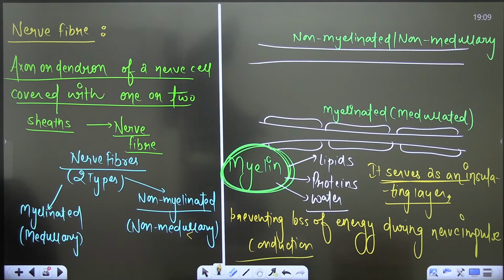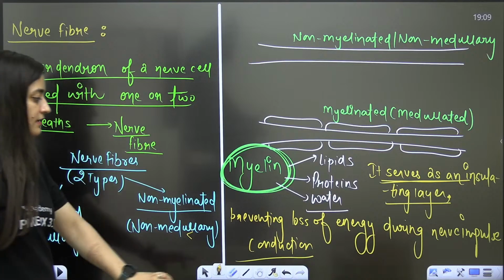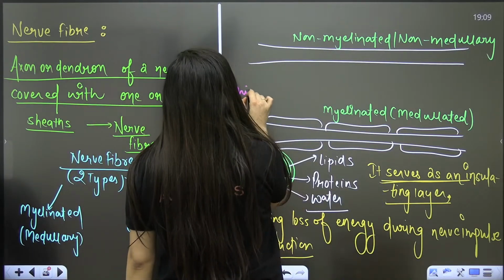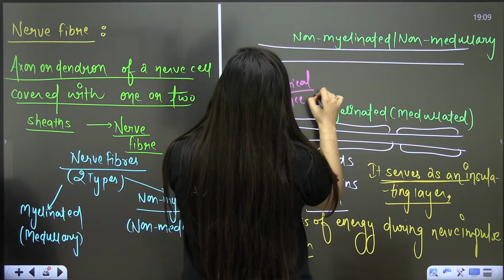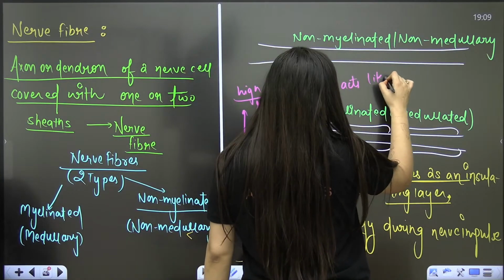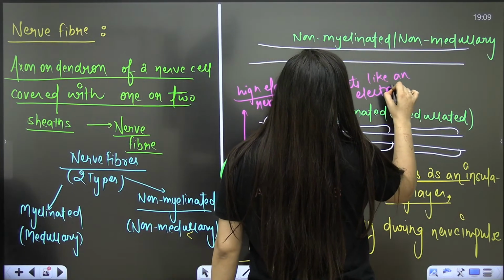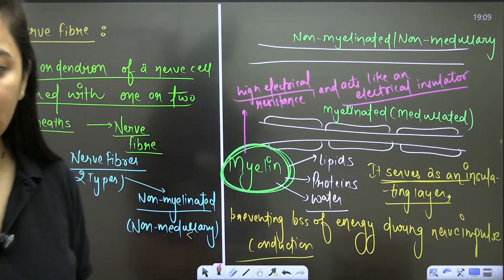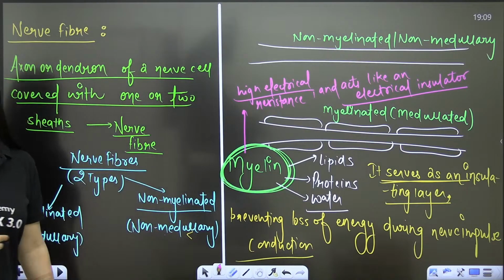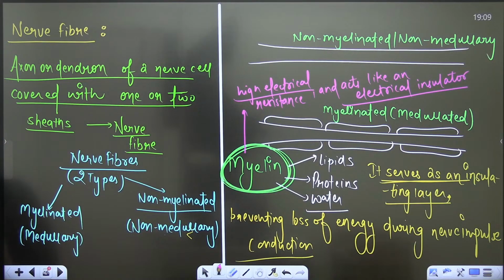So in simple words, can I say that it is having high electrical resistance and acts like an insulator? Can I say so? About the myelin, I'm asking. It is having electrical resistance and acting like an electrical insulator. Right?